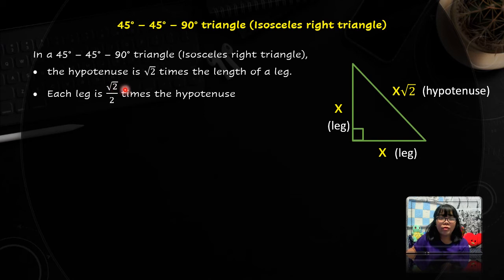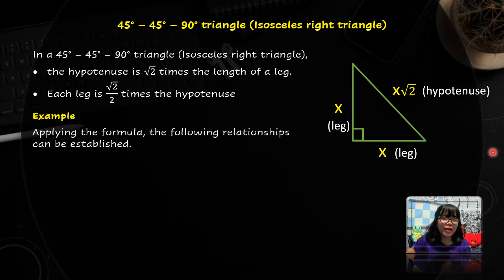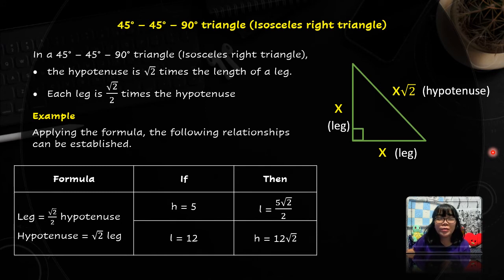So again, our formula: hypotenuse is equal to square root of 2 times the leg. And the leg is equal to square root of 2 divided by 2 times the hypotenuse. Now, let us have an example. Applying the formula, the following relationships can be established. So, we have here again the formula. If this is the case wherein the hypotenuse is given and you need to look for the value of leg, use leg equals square root of 2 divided by 2 times the hypotenuse. And given the leg, you need to get the hypotenuse. The formula for that is hypotenuse is equal to square root of 2 times the leg.